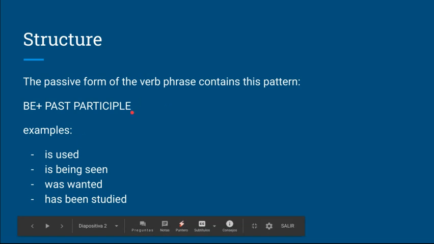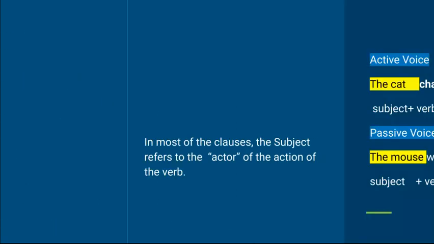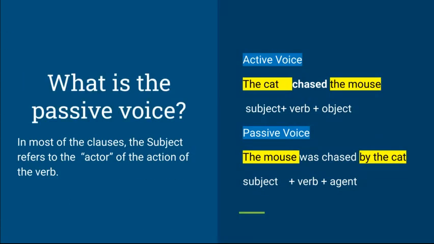Let's remember that the past participle is the third column of the irregular verbs. Or, in the case of regular verbs, we have to add -ed. Let's remember that the opposite of the passive voice is the active voice. What is the passive voice? In most clauses, the subject refers to the actor of the action of the verb.